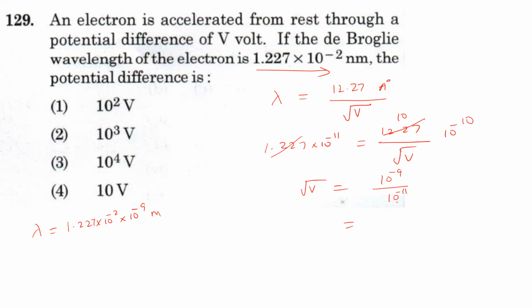So 10 power minus 9 into 10 power minus 11 coming up, that is 10 power minus 9 plus 11, which is equal to 10 power 2. By squaring this, V is equal to 10 power 2 whole square, that is 10 power 4. So 10 power 4 volt is the answer. For the 129th question, the third option is correct.